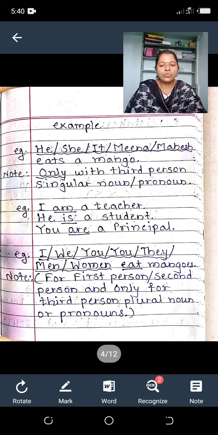Sometimes you have to use to be forms of the verbs in simple present tense. Don't use to be form and main verb form, both these forms, at a time in simple present tense. See for example, I am a teacher. He is a student. You are a principal. So see once again.